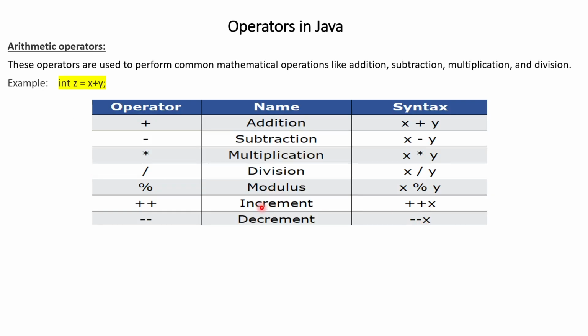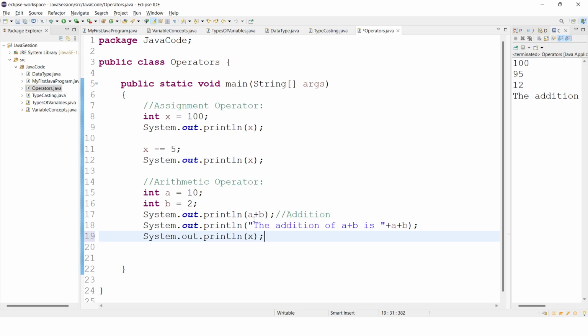Let's see the third example, that is modulus. So a modulus b. Let's check the output. It should give the remainder, that is 0, because 10 is divisible by 2. Correct?